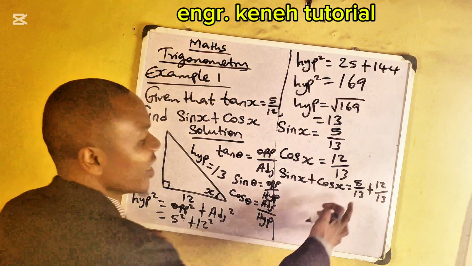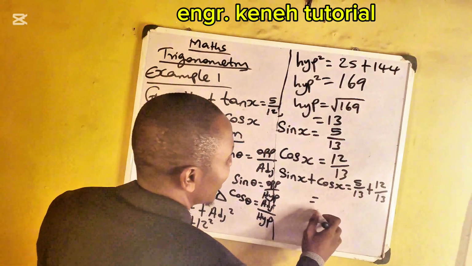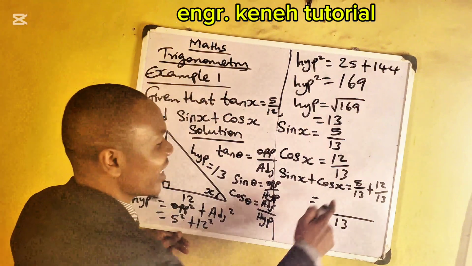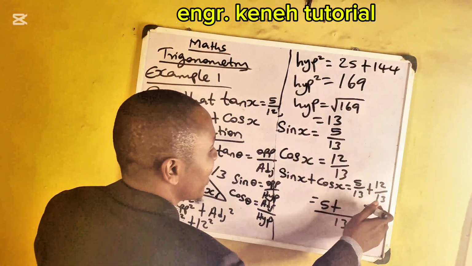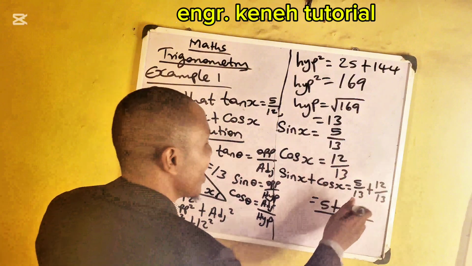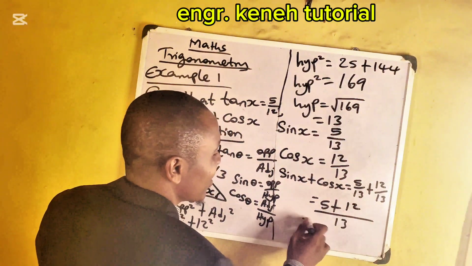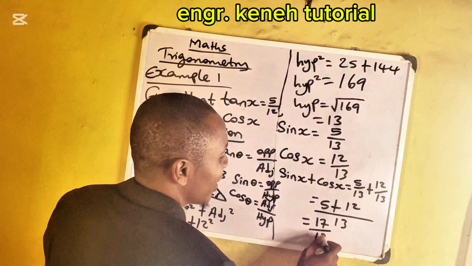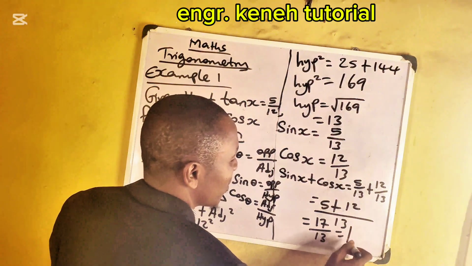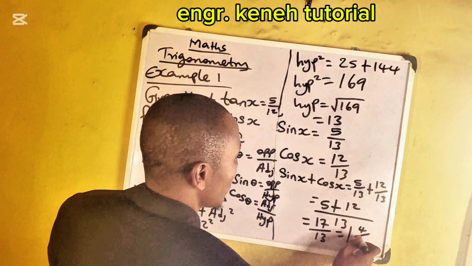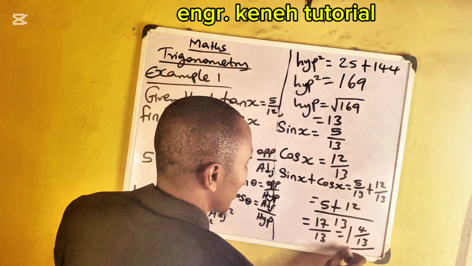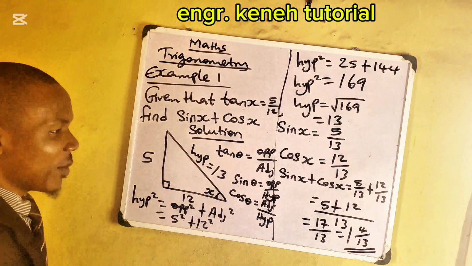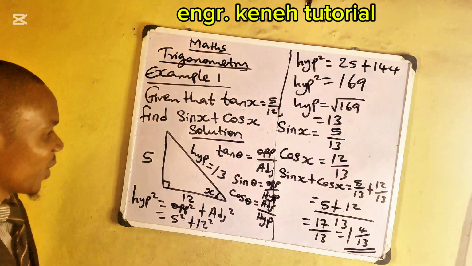All right, considering the denominators, the LCM is 13, like this. So when 13 divides 13, it will give us 1, times 5, we have 5. When 13 divides 13, it will give us 1, times 12, we have 12. When you add these together, you are going to have 17 over 13, which is one whole number 4 over 13, like this. Can you see that? All right, so that is how this can be solved. I believe that it is not difficult.